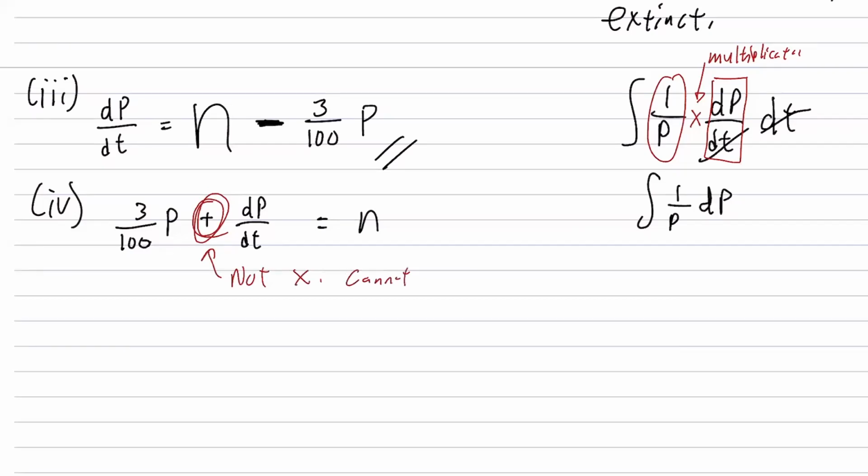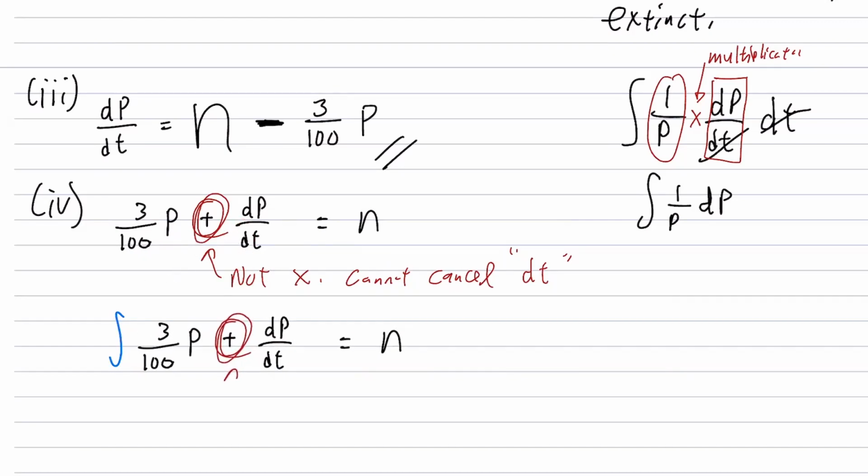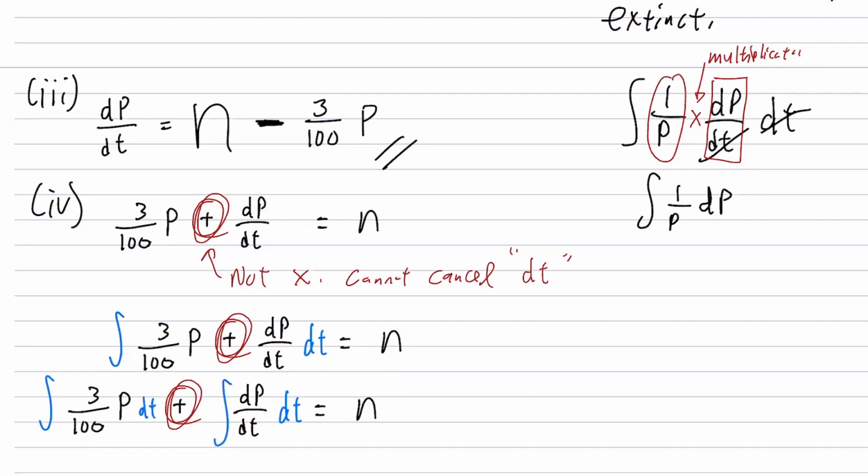Cannot cancel dt away. Let me show you. What I mean is, I want to integrate this with respect to dt, but the dt cannot disappear. Let's see how. Maybe I can split it up. If I want to color code it, I need to do this. Let me just add a dt here and an integral here. So basically integrate term by term.